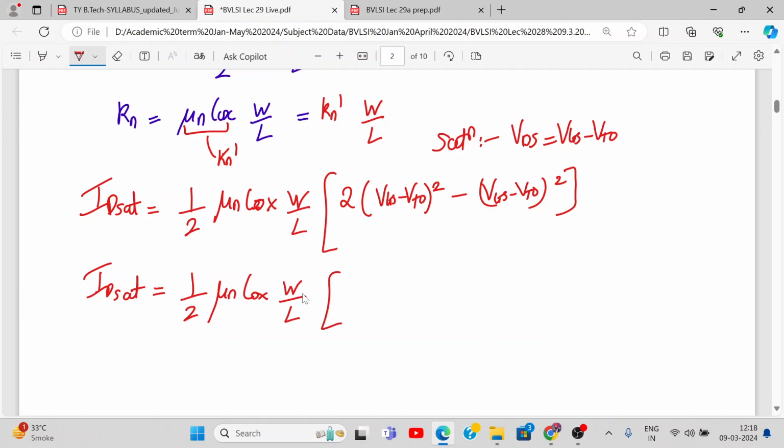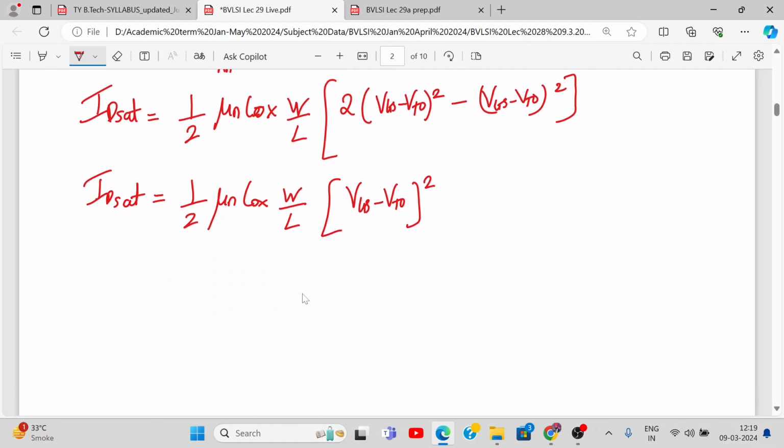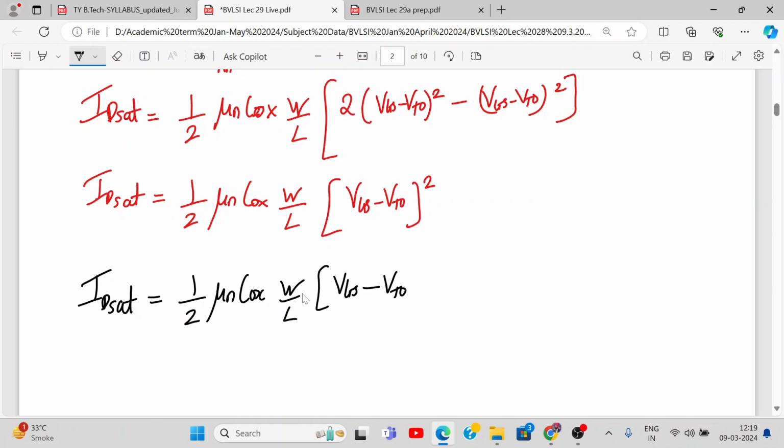Can you tell me what you will get? Twice VGS minus VTO square minus VGS minus VTO square. What will you get inside? Only VGS minus VTO, yes, you will get only VGS minus VTO the whole square. That's it. This is my drain current. Many a times in your lower semesters you might have seen this expression. So let me write ID sat is half mu n Cox W by L, VGS minus VTO the whole square.